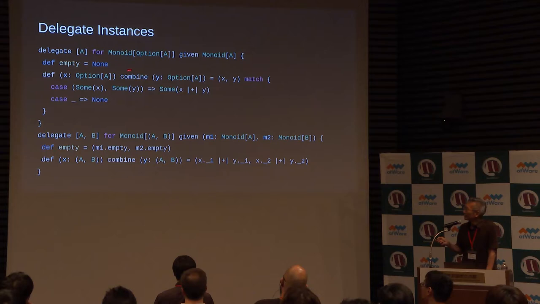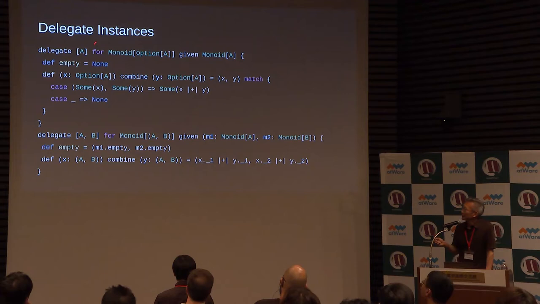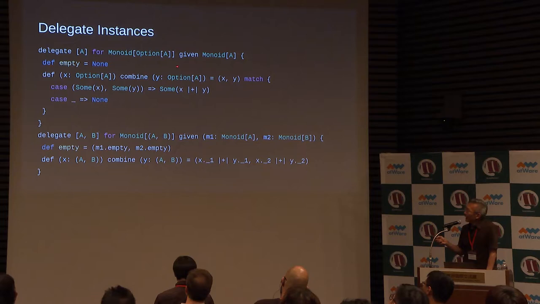Oh, they switched the syntax as well. I mean, it used to be that the given can be in front of the for, but now it has to be following the for. So here we're defining monoid for option A, given monoid of A, and you can just do the definition. Or if we're defining monoid for a tuple, you can do that.